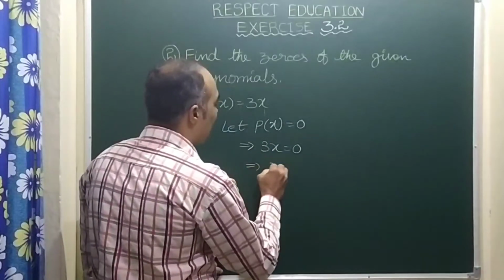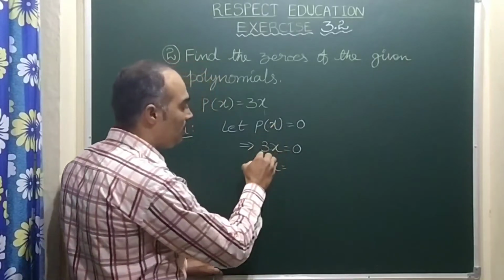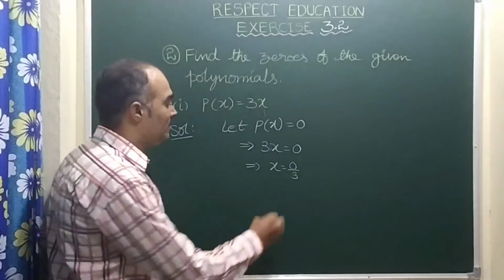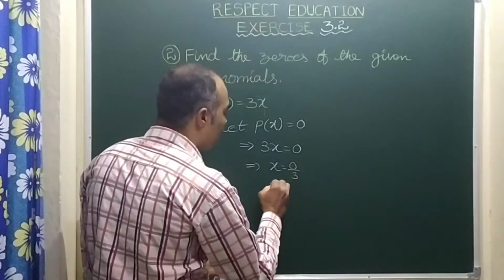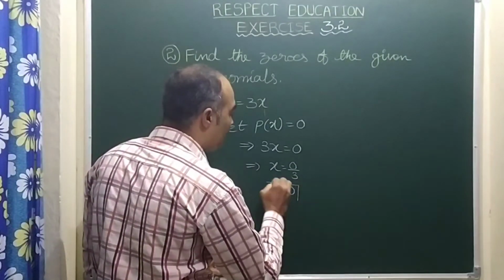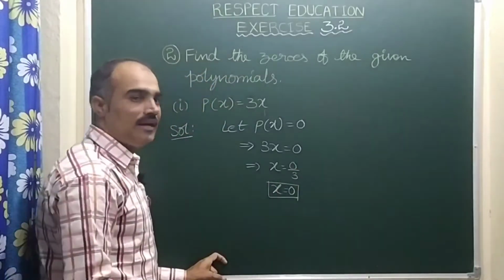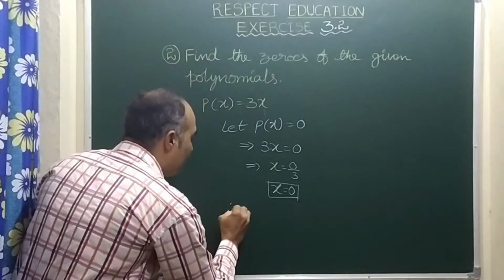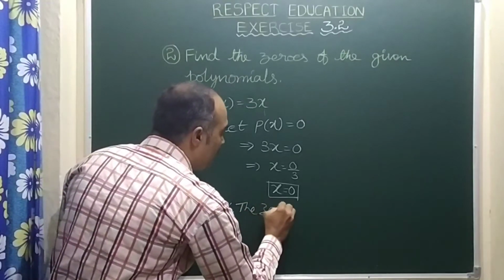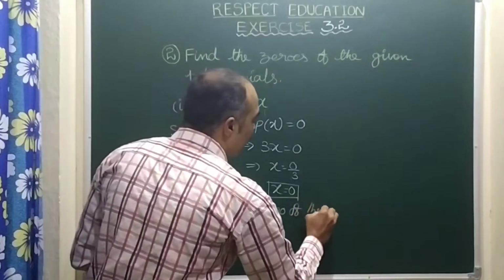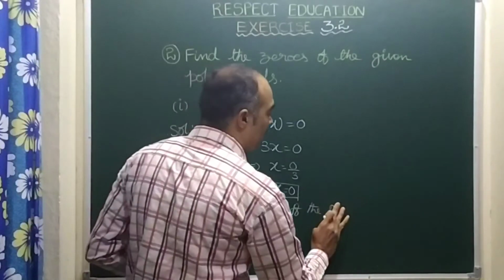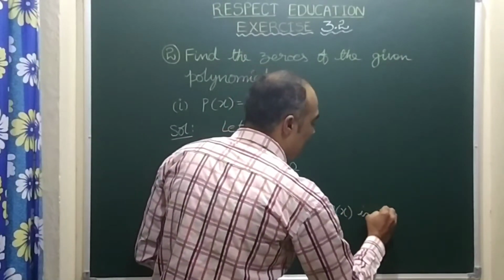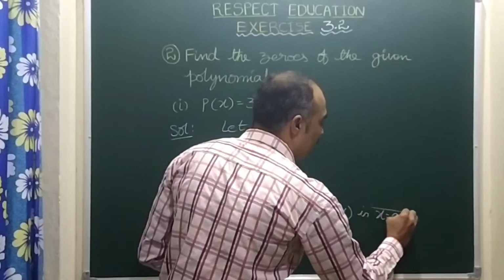So here x is equal to, let us send 3 to that side, it will become 0 divided by 3. So 0 by 3 is nothing but 0. So finally x equal to 0. Right? Now the answer is, find the zeros of the polynomial. Therefore the zero of the polynomial p of x is x equal to 0.